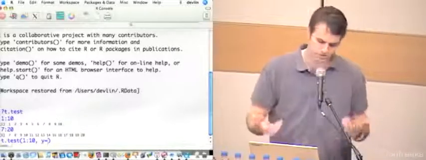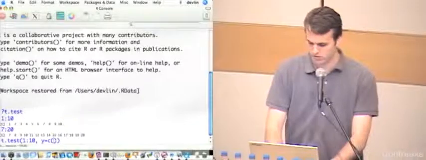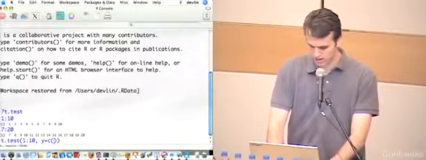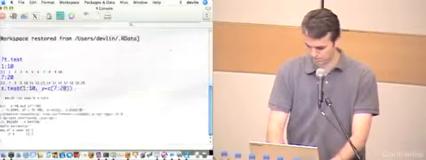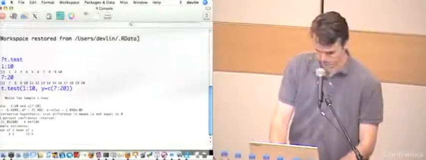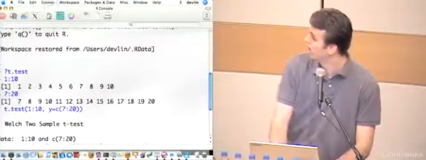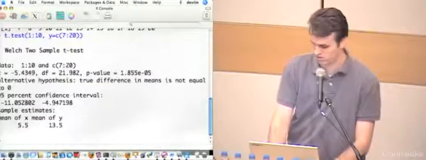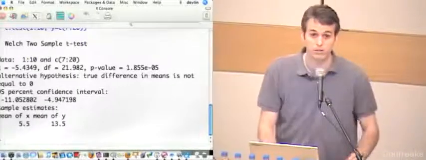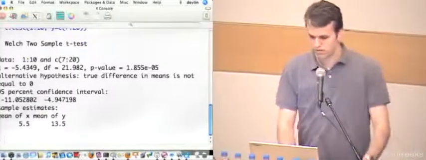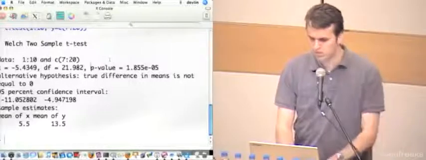This is called a two-sample t-test. So I'm just going to do 1 through 10 and then 7 through 20. Okay, that is small. Can we read that better? The important part here is this p-value.